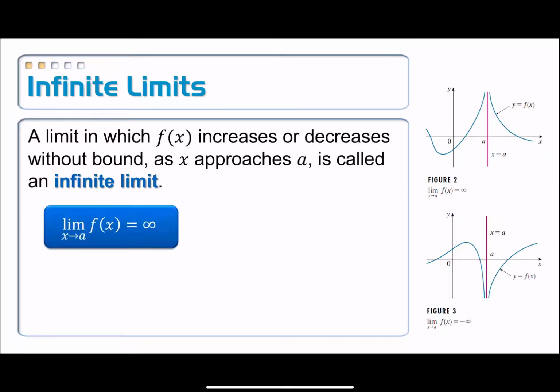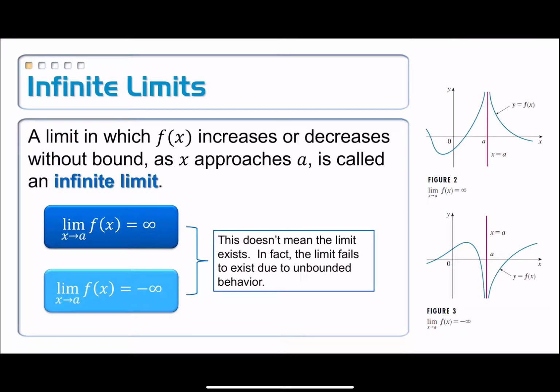And this is the notation here. The limit as x approaches a of f of x is equal to infinity. That means it increases without bound. And then we have the limit as x approaches a of f of x is equal to negative infinity. It decreases without bound.